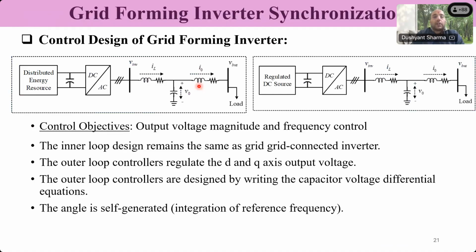Next, we will go for grid forming synchronization. We can take a couple of minutes here. If anyone has any question regarding the grid following part that we have discussed so far, please unmute and ask. We can take 2 minutes or 1 minute. If not, then we can continue in the second part, which is the grid forming inverter control.